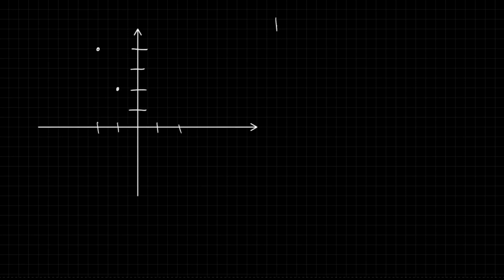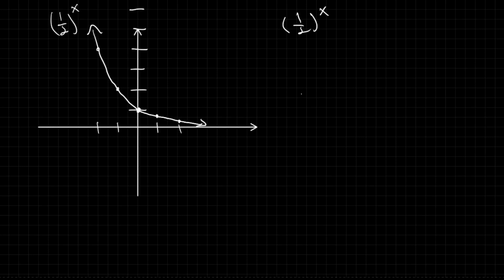Now remember, b to the x goes through the point 0, 1 for every b. So in particular, the graph of 1/2 to the x is going to go through the point 0, 1, 1, 1/2, and then 2, 1/4, and we can go ahead and connect these. So this is our original graph, 1/2 to the x. So we'll take each one of these points and we will vertically stretch it by a factor of 3. We'll multiply the y values by 3.